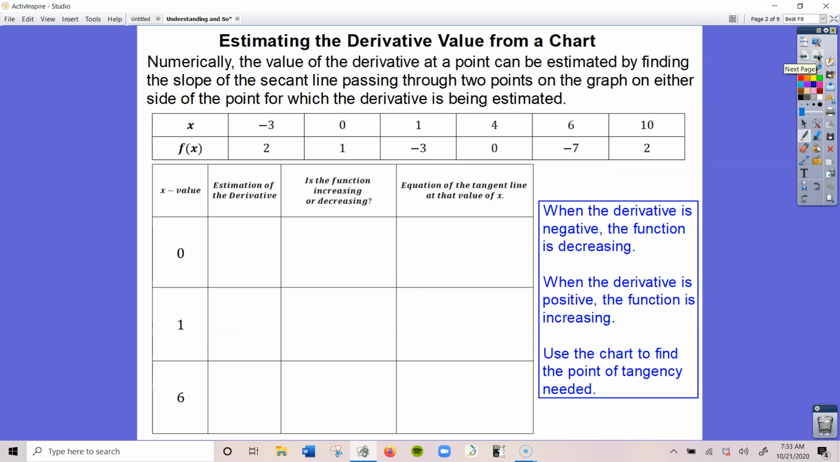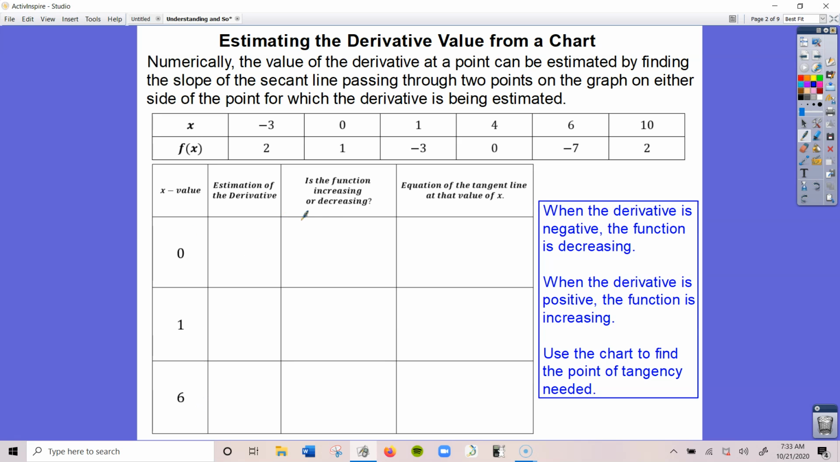Now we're going to estimate the derivative values based on a chart. When we're working with derivatives or anything in calculus, you're going to see various representations. You're going to see graphs like we just did, charts, and equations as well. So we have to know how to go between each type of representation and find the derivative no matter what's given to us.